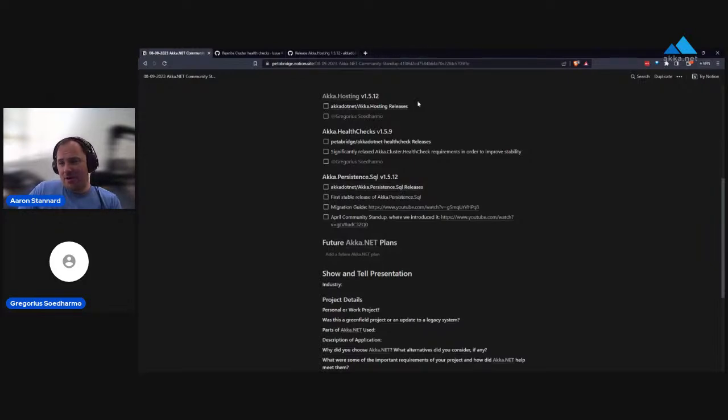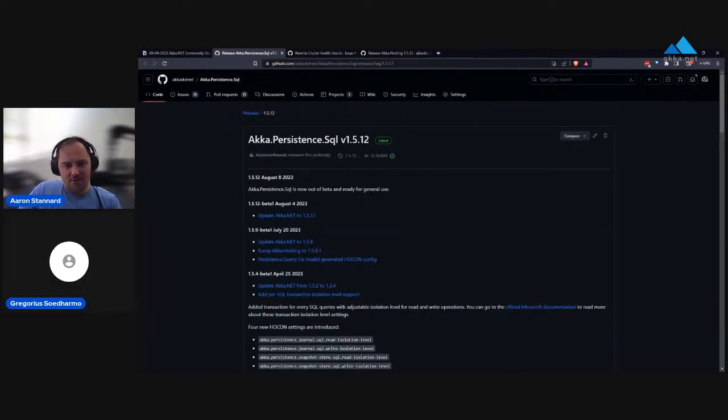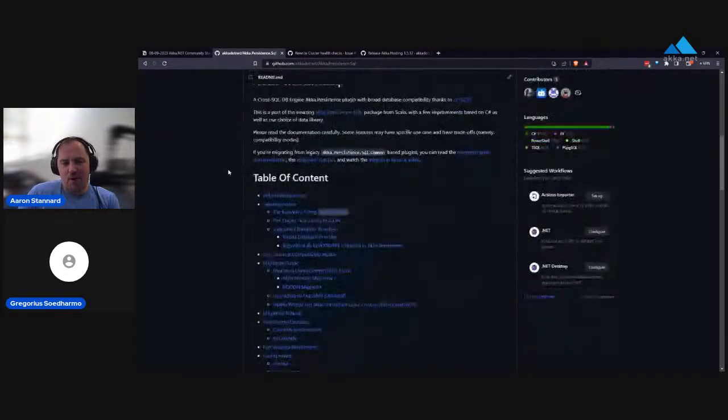Now the big kahuna that we're really here to talk about today is Akka.Persistence.Sql, which just came out of beta yesterday, in fact. Gregorius, you have been working on this as your primary project for a good stretch of this calendar year so far. So let's do this. Why don't you share in broad strokes with the Akka.NET community, what's the purpose of this plugin and why did we build it?